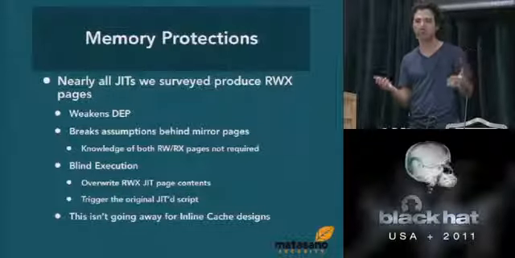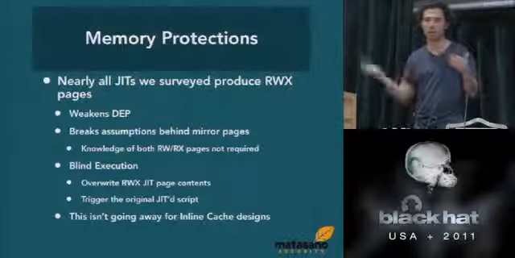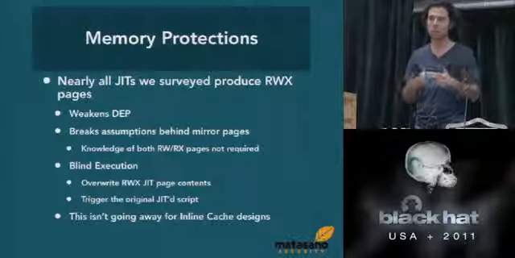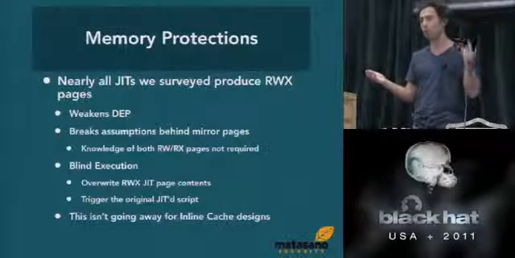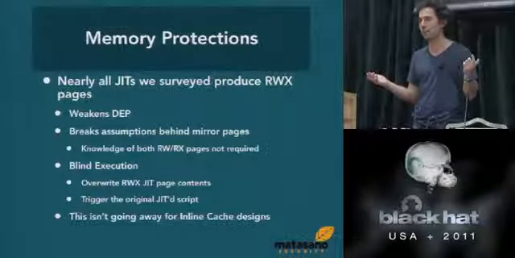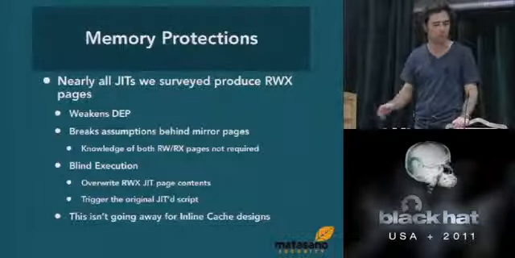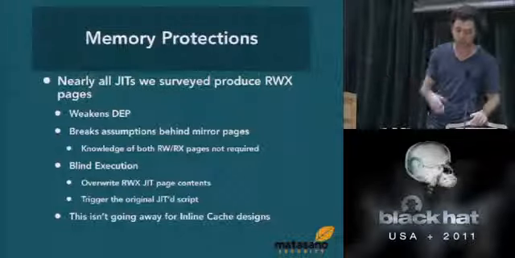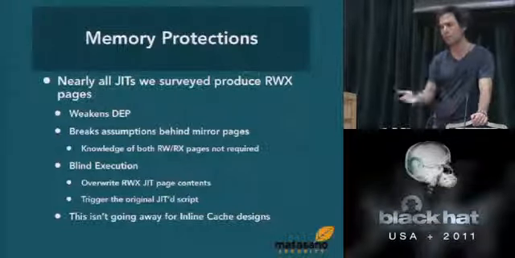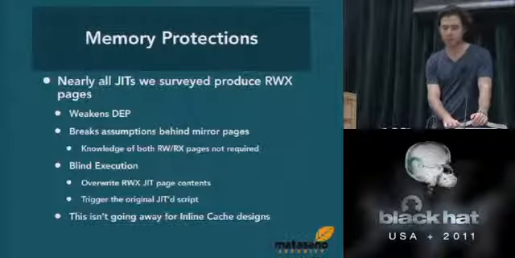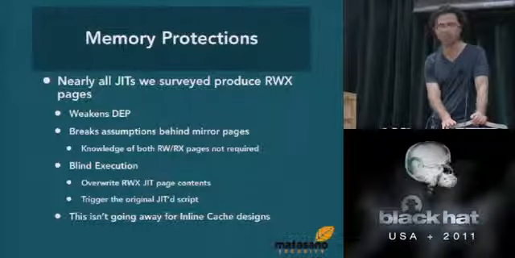You know the code you're emitting, and all the function calls are already stubs into the stuff you're writing. So if you potentially spray your code into a JIT page, then all you need to do is just call that function that you already had a handle to, and that already is going to point into potentially your shellcode. And one protection against this is to emit code and then remove the write permission. But this really isn't going away for inline cache designs.